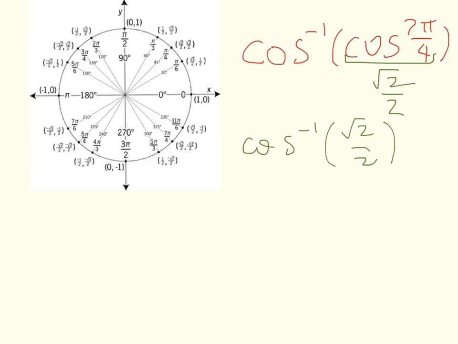So now we're looking where on the unit circle is the x-coordinate root 2 over 2. And that's right here. Okay, so the final answer is going to be pi over 4. So the inverse cosine of the cosine of 7 pi over 4 is pi over 4. So basically, to evaluate a problem like this, we can just find out what the inside equals and then treat it as a two-part problem.